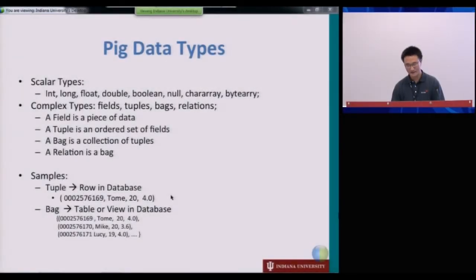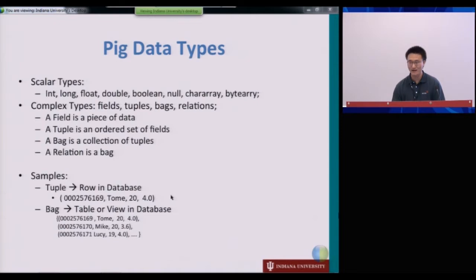And then we come to the Pig data type. The data type is important because it can determine what kind of applications and what type of data you can process using the Pig Latin technologies. Pig Latin technology provides two kinds of data type, the scalar type and the compressed data type.